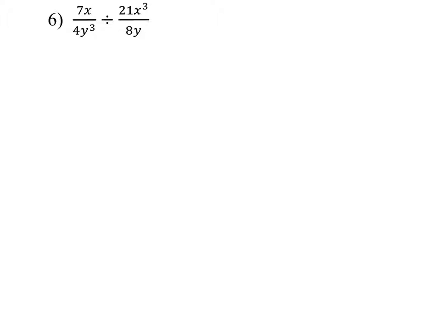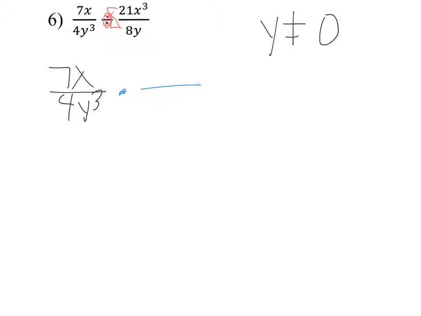And last but not least, I don't have anything to factor here. I can't simplify at all yet because I have division, so the first thing I'm going to do is write down my domain restriction. There's only one variable on the line. There's no adding or subtracting, so it's going to be y can't equal 0. However, I'm dividing by this. That means now I'm going to be multiplying by this. And now I have a new domain restriction because now x is on the bottom.